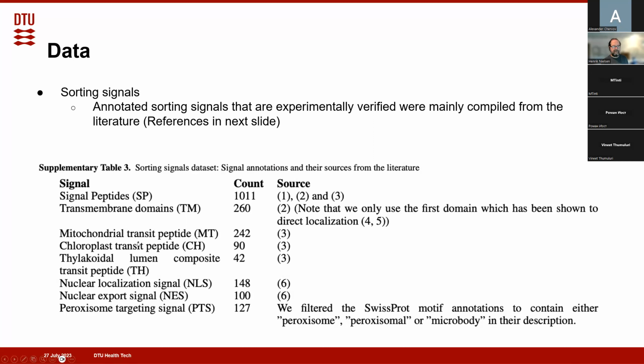Then there are mitochondrial and chloroplast transit peptides, and the thylakoidal lumen composite transit peptides. That is a chloroplast transit peptide plus a signal peptide-like sequence that directs the protein to be imported into a chloroplast and further into the lumen of the thylakoid membrane. Then we have nuclear localization signals and nuclear export signals, and peroxisome targeting signals, PTS, where we used the SwissProt motif annotations to contain either peroxisome, peroxisomal, or microbody in the description.